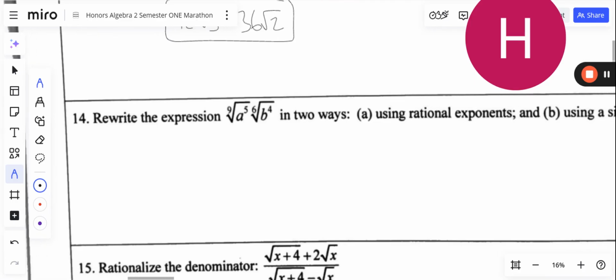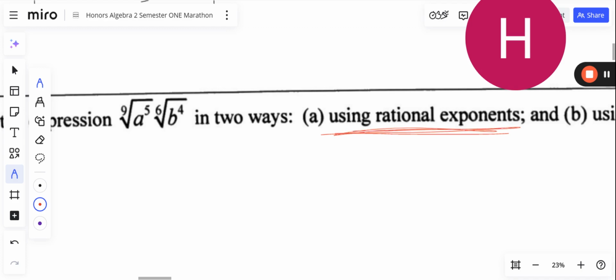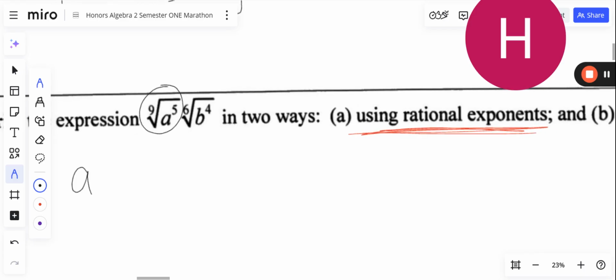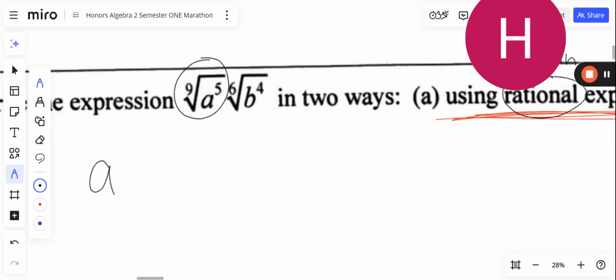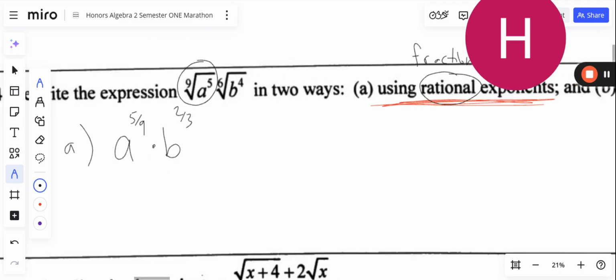Rewrite this expression in 2 ways. Okay, so now they're going to have us get a little fancy with the exponent work. Just using rational exponents, pretty straightforward. If you're expressing this as a base with some kind of fraction exponent, that's what rational just means. It's just a fancy word for fraction. So this will be a to the 5/9 times b to the 4/6, which I guess we could just call 2/3. There we go. Right, 4 over 6 reduces to 2/3. So that is part A by expressing this in terms of rational exponents.